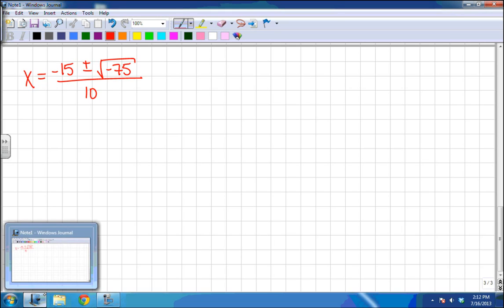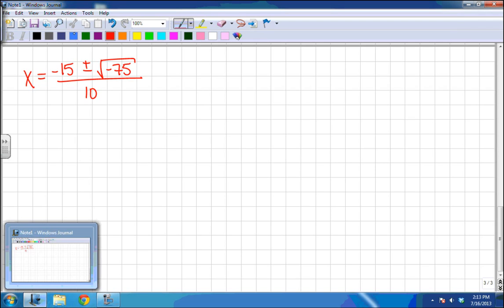Now hopefully you notice that this has a negative number under the square root, so it has a negative discriminant. As you recall from the last learning target, a negative discriminant means it has 0 real solutions, 2 complex solutions, or 2 imaginary. All 3 ways are correct, so please be sure you understand them.